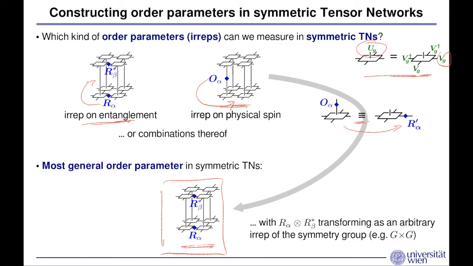Right. So that's the order parameters we can build, right? So each endpoint of an order parameter would be some irrep on the entanglement levels, either ket or bra or both. Sorry, Norbert. Yeah. I missed this equivalence relation that you've shown on the right here.